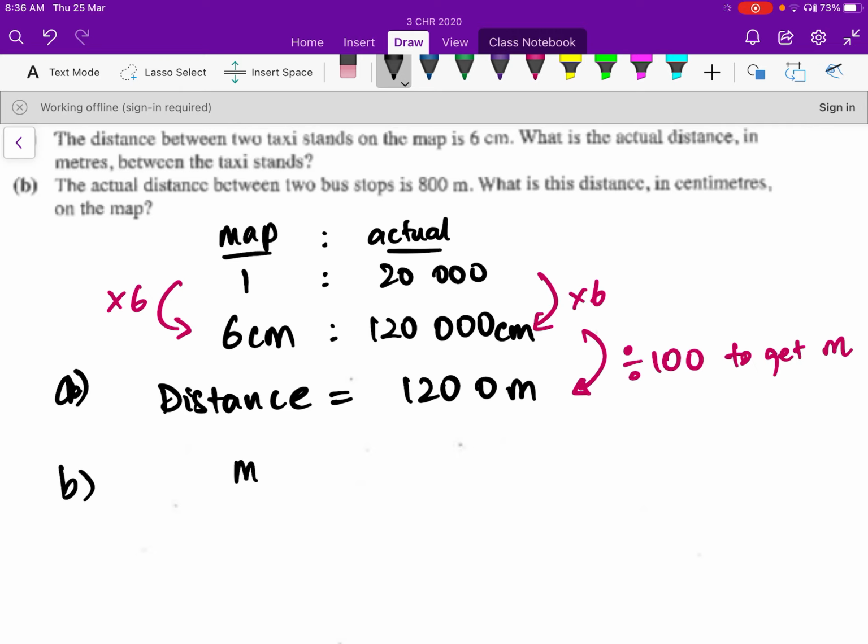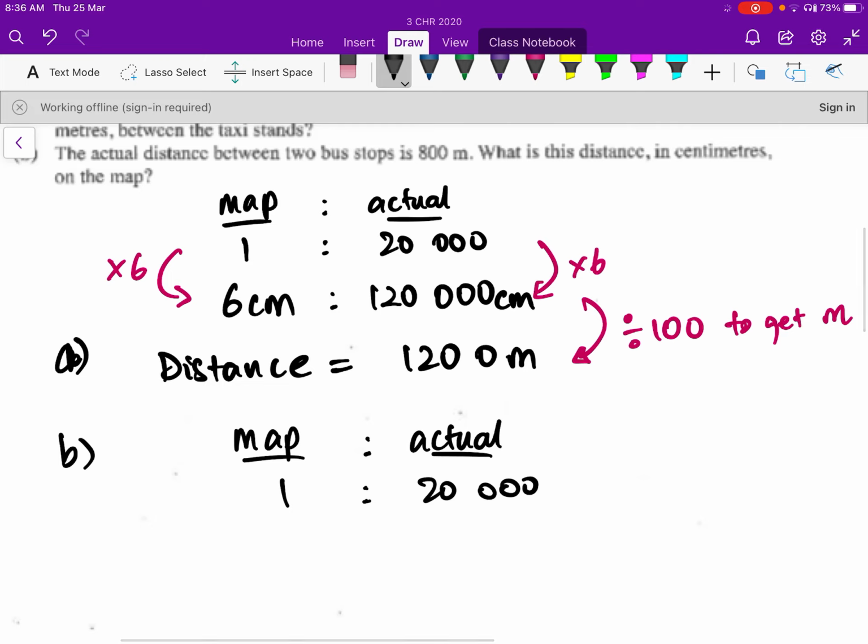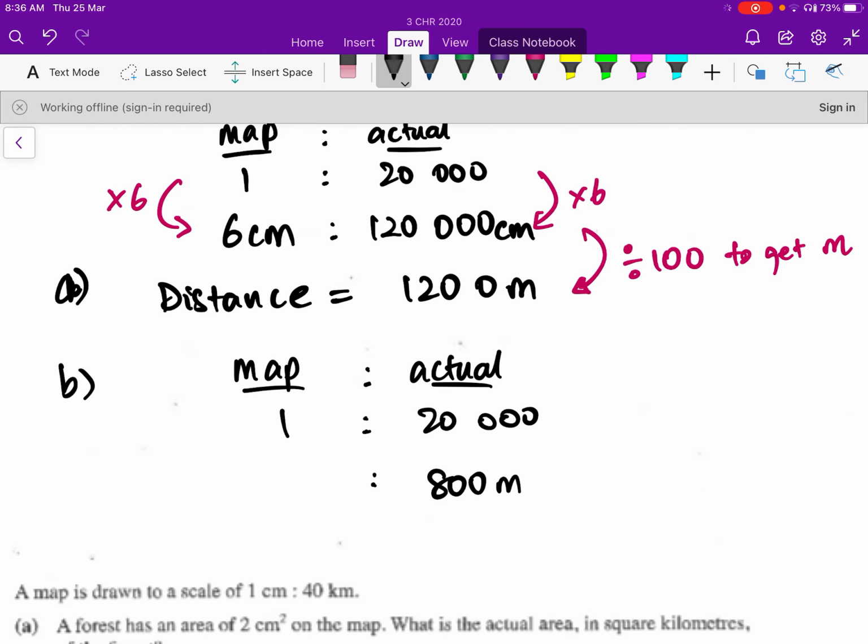For part B, we have the same scale. Map, actual. 1 to 20,000. Now they tell us that the distance between the 2 bus stops is 800 meters. Actual will be 800 meters. What is the distance in centimeters on the map? So how do we go from, so I change to meter. You change the 20,000 to meters, is it? So you see, from here to here, multiply by what or divide by what?